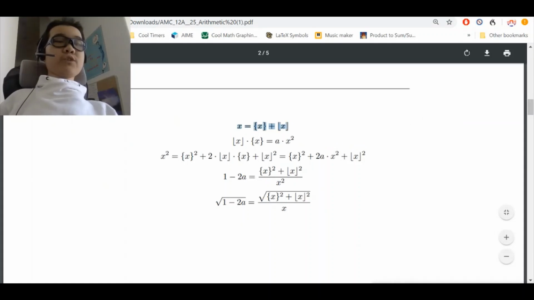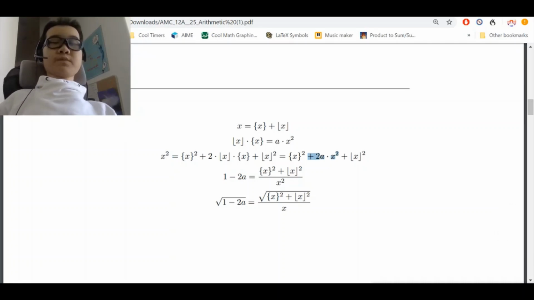You square this equation, and you get this. Now you substitute the 2 floor of x frac of x for 2ax squared. So you get x squared equals frac of x squared plus 2ax squared plus floor of x squared. Now subtract 2ax squared from both sides and divide both sides by x squared, and you get this. Now there are too many squares running around, so let's take the square root. And then we get this.